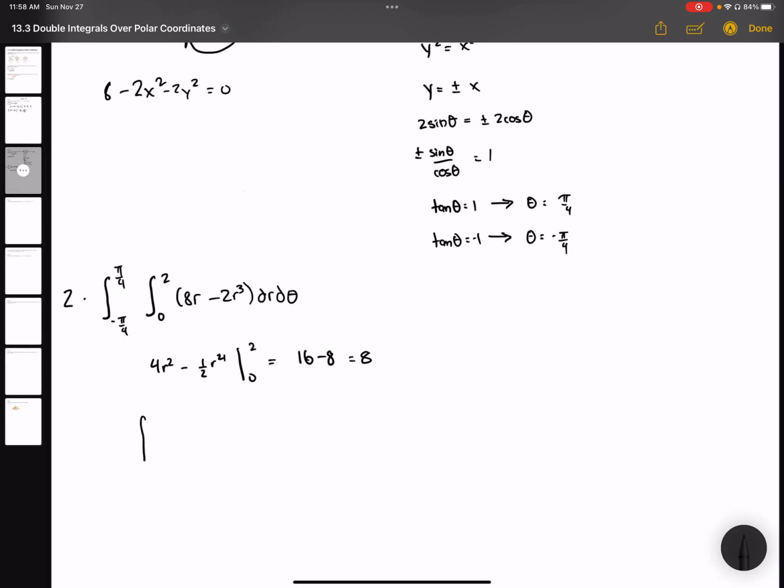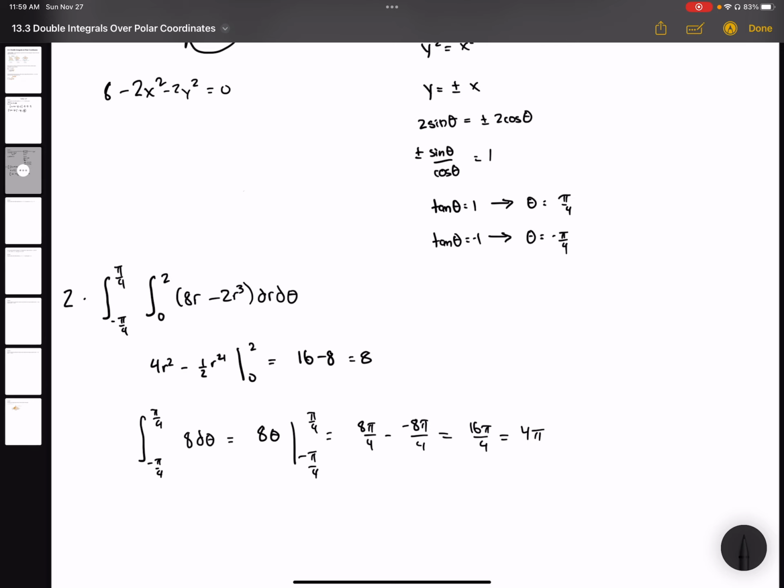And so now we have this integral from negative pi over 4 to pi over 4 of just 8 d theta, and that's going to be 8 theta evaluated from negative pi over 4 to pi over 4, which is going to be 8 pi over 4 minus negative 8 pi over 4, which is really 16 pi over 4, which is equal to 4 pi.